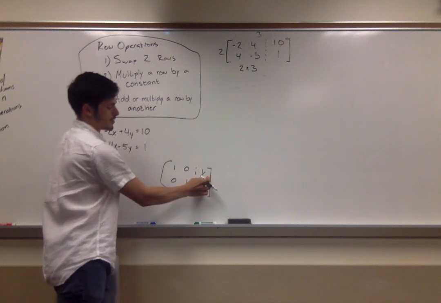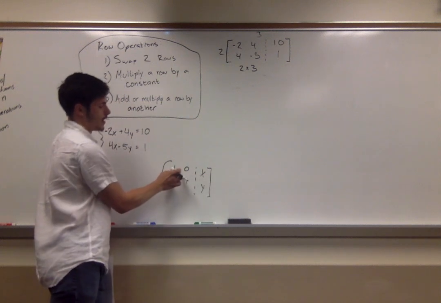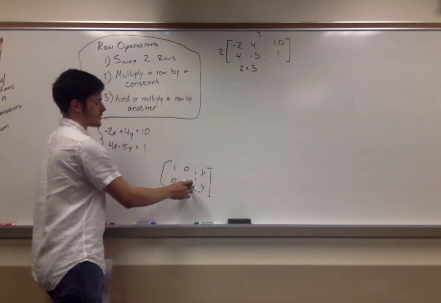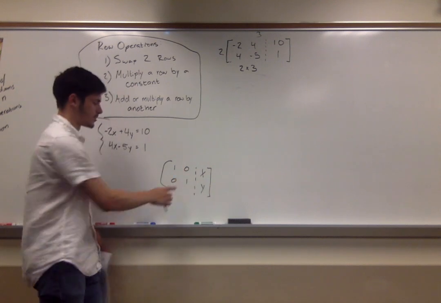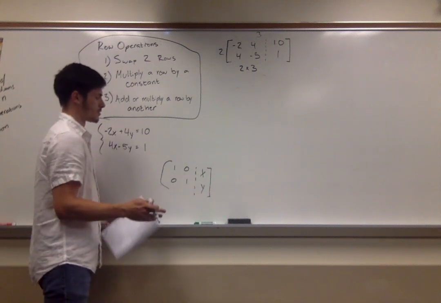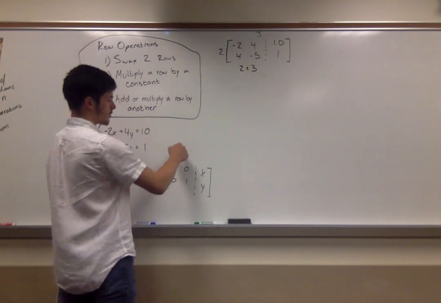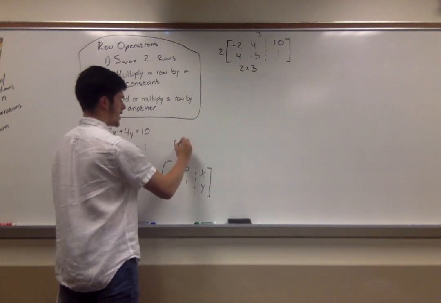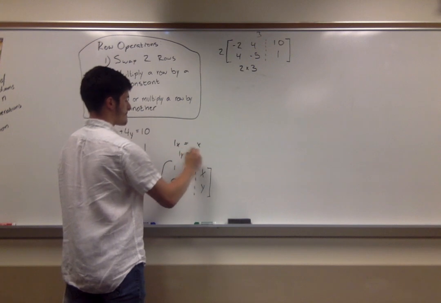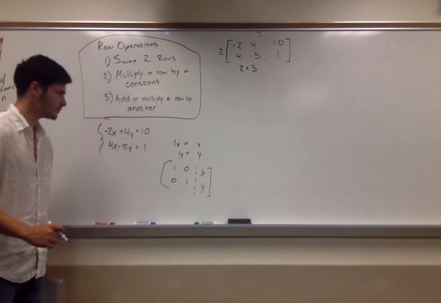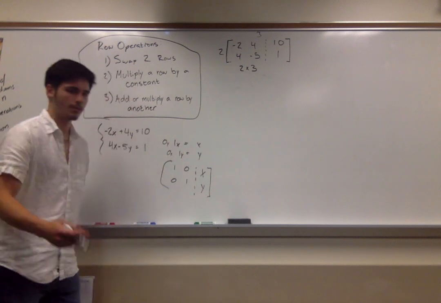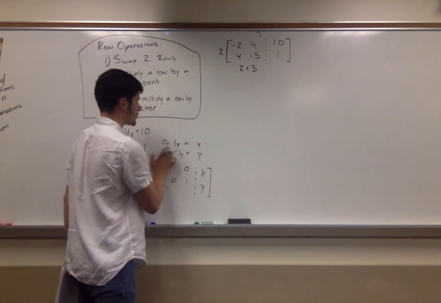We know that this number is going to correspond to the answer for x, and this entry here is going to correspond to the answer for y, because that's how it corresponds in a system of equations, right? So to make it more clear, what this would look like as a system would be 1x equals x, and 1y equals y, with a 0x and a 0y here, right? But we don't usually write those.